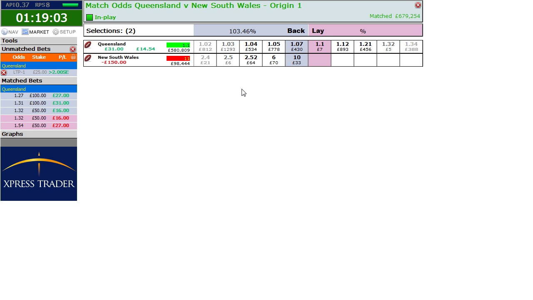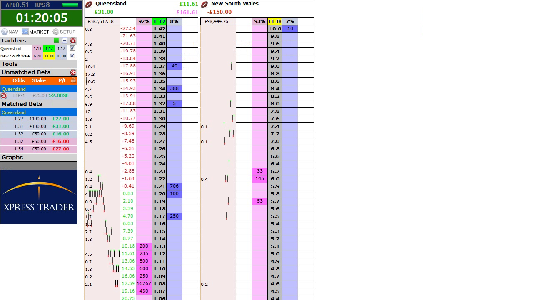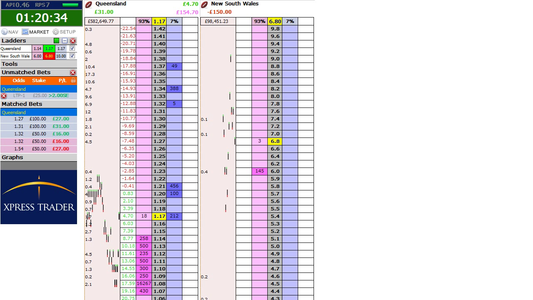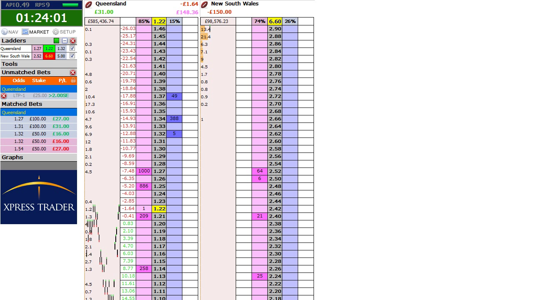You see what currently happens is I've got 1.07 there. I can take £14.54 right now with a maximum win of 31 if I let this run to expiry and Queensland did win the game, and a potential loss there of 150 only if I left it to expiry and New South Wales won the game. But we'll see what happens in the second half.